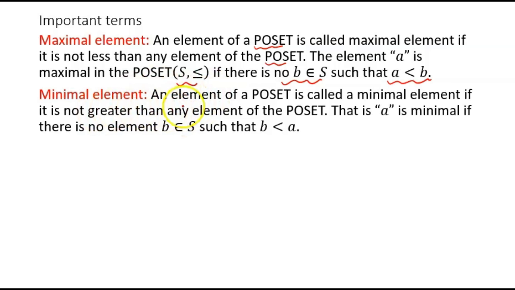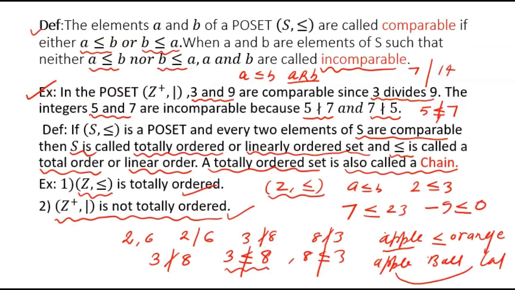But before that, let us look at the definition of minimal element as well. An element of a POSET is called a minimal element if it is not greater than any element of the POSET. That is, A is minimal if there is no element B in S such that B is less than A. So to understand this, I am going to look at the previous examples, the examples that we already have discussed.